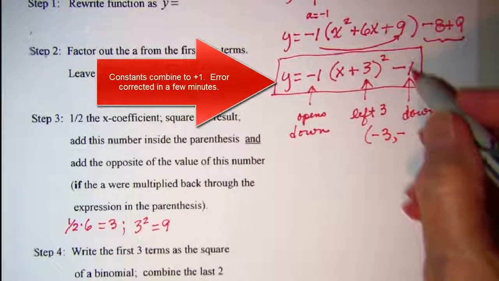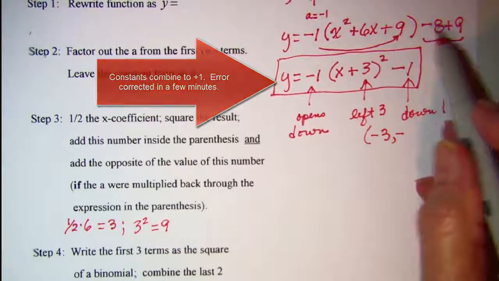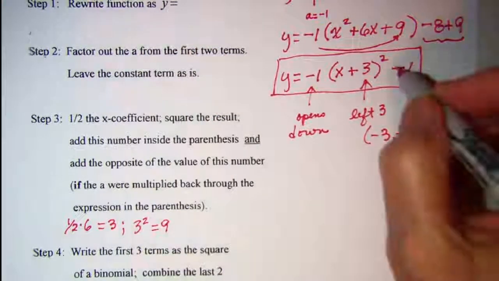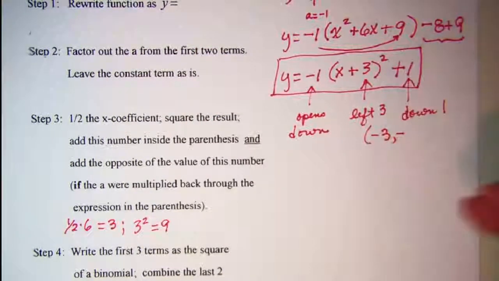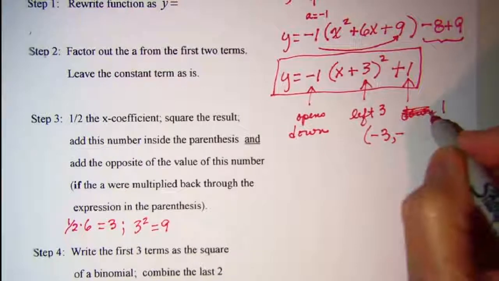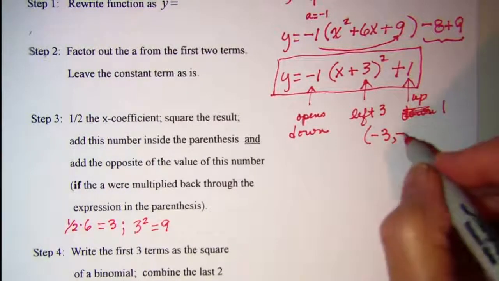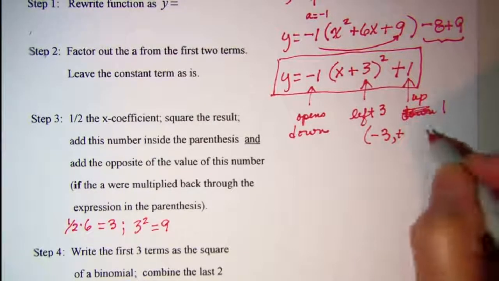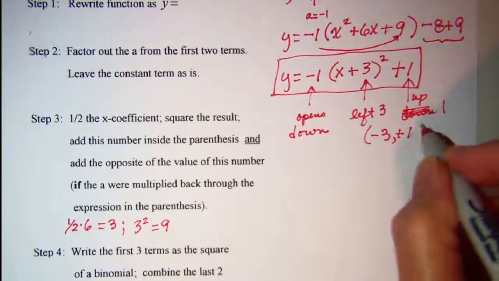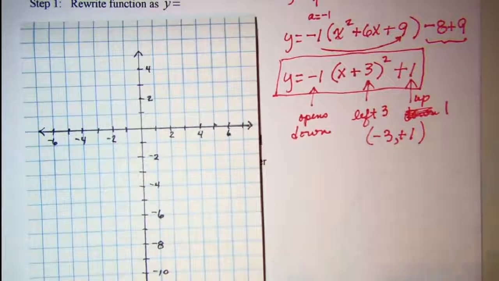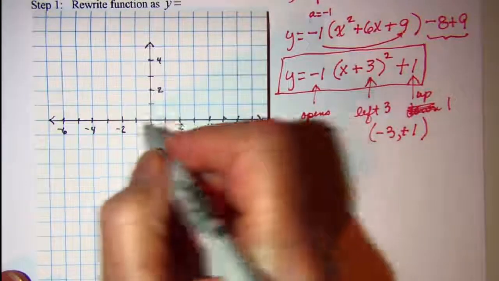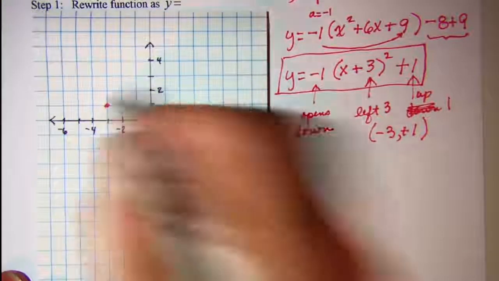Oh, not that. This negative 8 and positive 9 gives me plus 1. So it's not going down 1, it's up 1. And my vertex is at negative 3, positive 1. Negative 3, positive 1, where my vertex is.